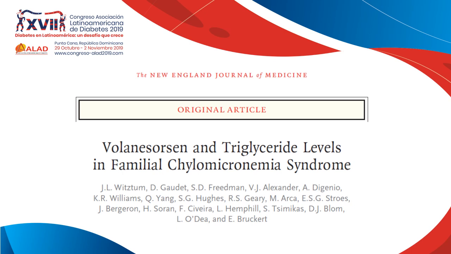Volanesorsen was recently tested successfully in a monogenic condition called familial chylomicronemia. In this case, the problem is usually a mutation in lipoprotein lipase. There is actually a gene therapy to try to replace lipoprotein lipase, but another option is to try to suppress ApoC-III and increase the uptake of triglyceride-containing lipoproteins, and/or increase the activity of whatever LPL is left after the mutation. And this was recently published in the New England Journal.